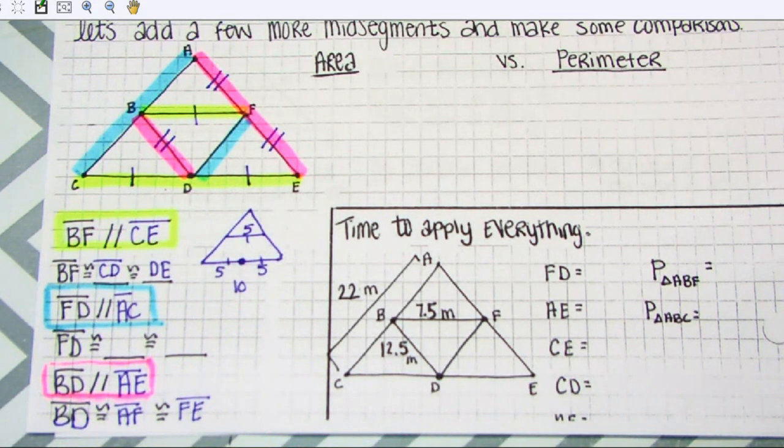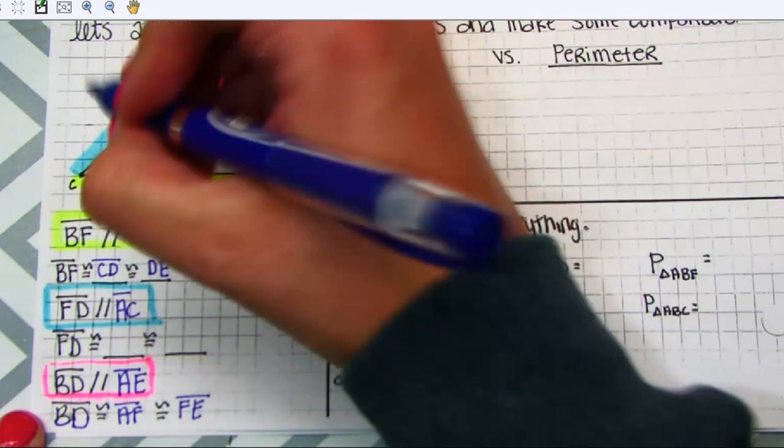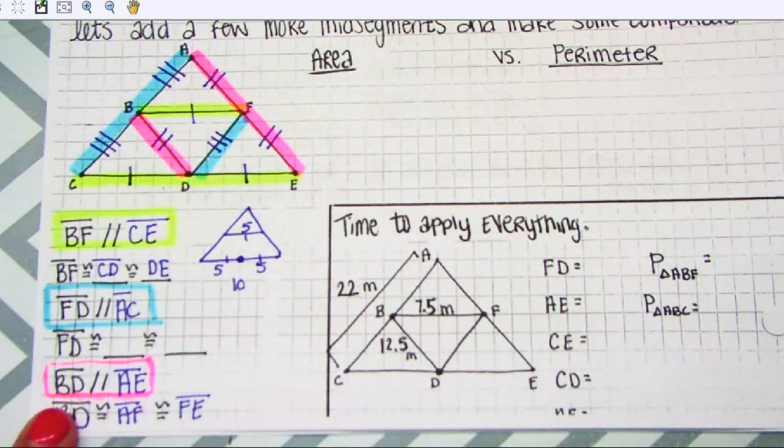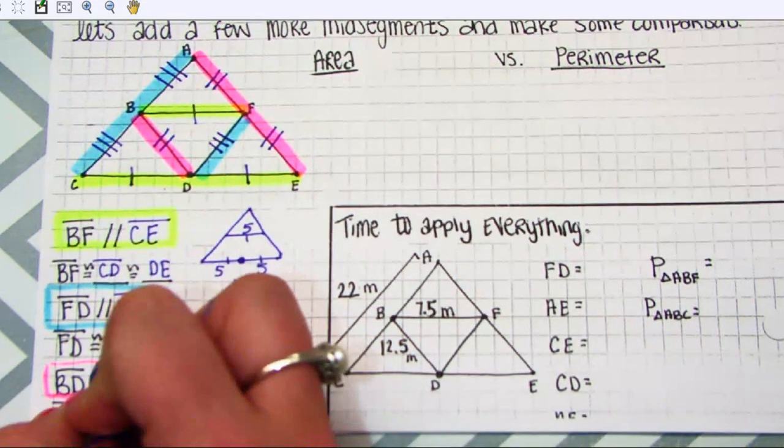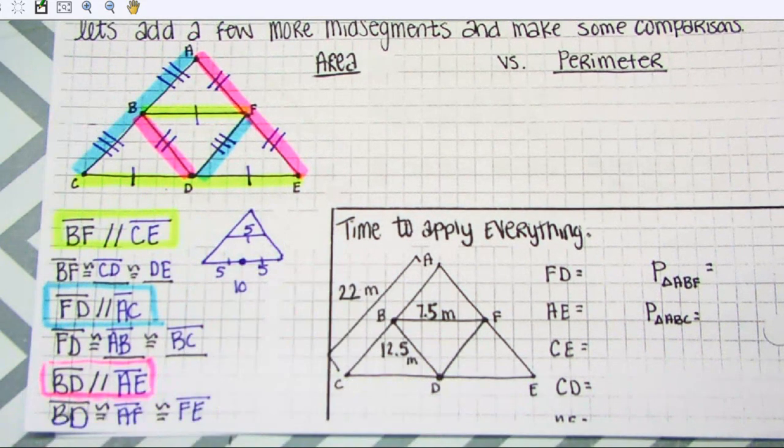Highlighting it makes it a lot easier to see, especially when there's a bunch of stuff going on in your picture. All right. What 3 little segments are now the same? FD, AB and BC. All the little ones are the same, and we're putting 3 bars this time because this is our third pair. The more mid-segments you add, the more congruency you have.